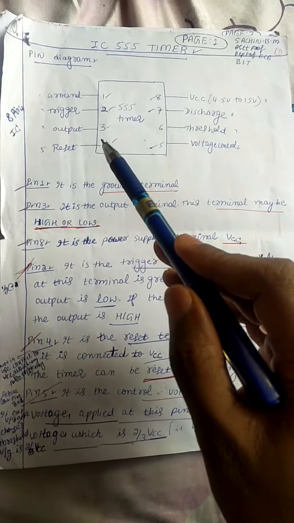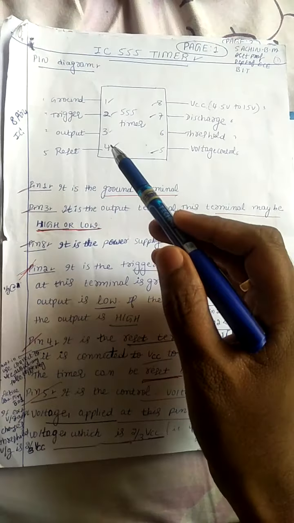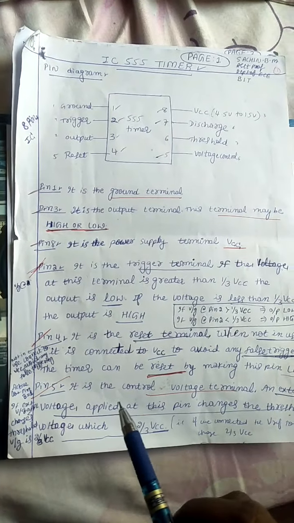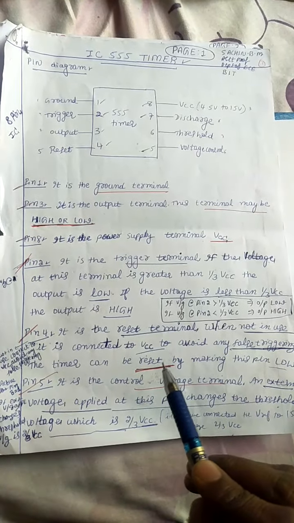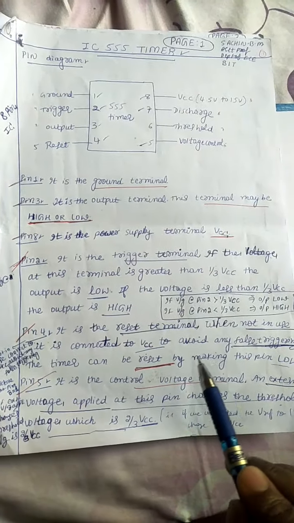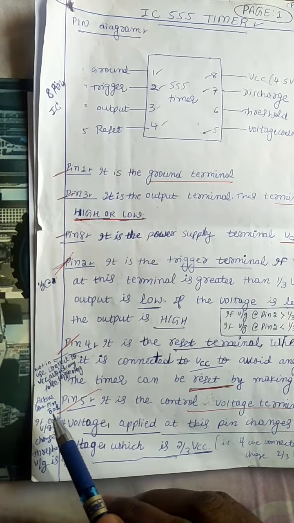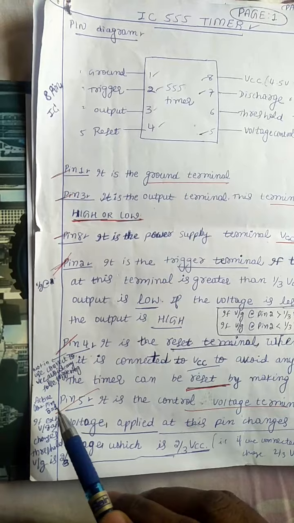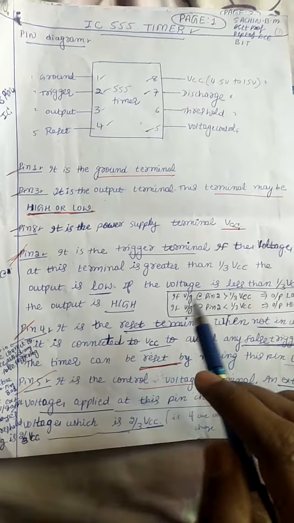Then 4 is a reset pin. It is an active low signal. So if I want to reset this timer, I have to make it active low. Active low in the sense you have to give 0 as an input. 0 bar it will take 1. Automatically it will get reset.